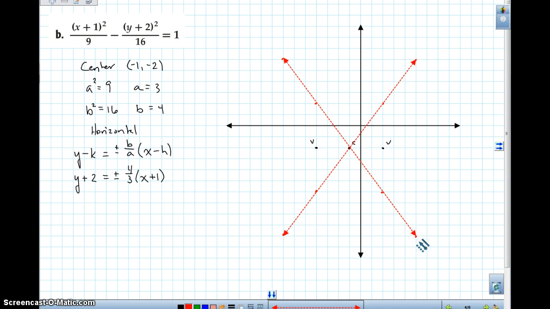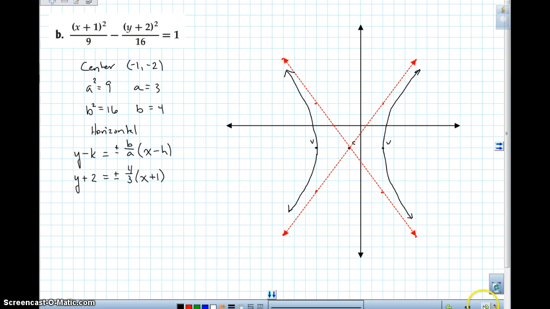Okay, now that you have your asymptotes drawn in, and we have our vertices, we're ready to sketch our hyperbola. Just make sure that the hyperbola does not cross the asymptotes, but rather approaches them. It should look like it's getting closer and closer to those asymptotes as it goes out. Okay, and so there's your example of a horizontal hyperbola that is not centered at the origin. So always start by finding your center first and then base everything off of that point.